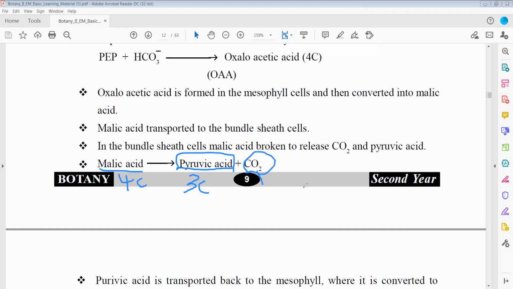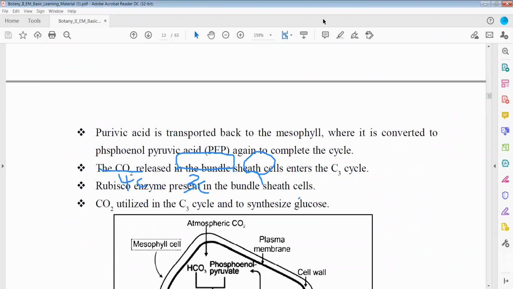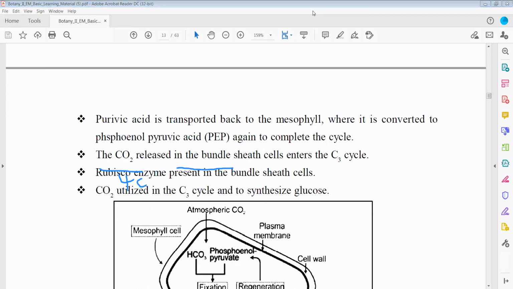In this way, in the bundle sheath itself, malic acid undergoes division and produces two components. And then, now what happened?